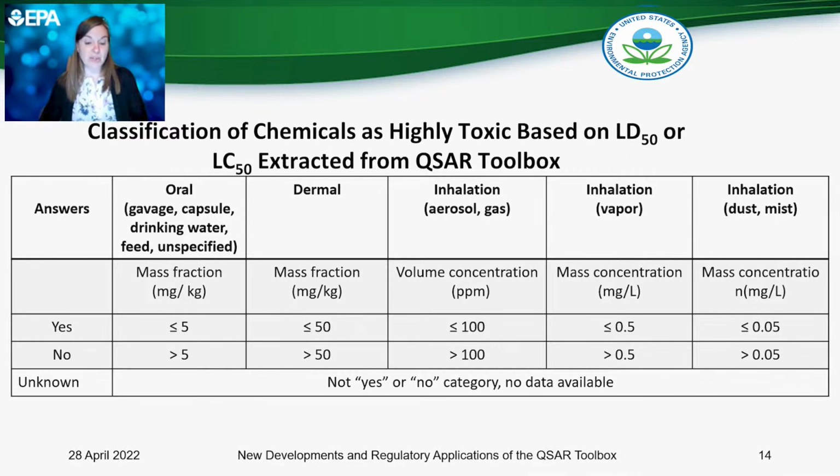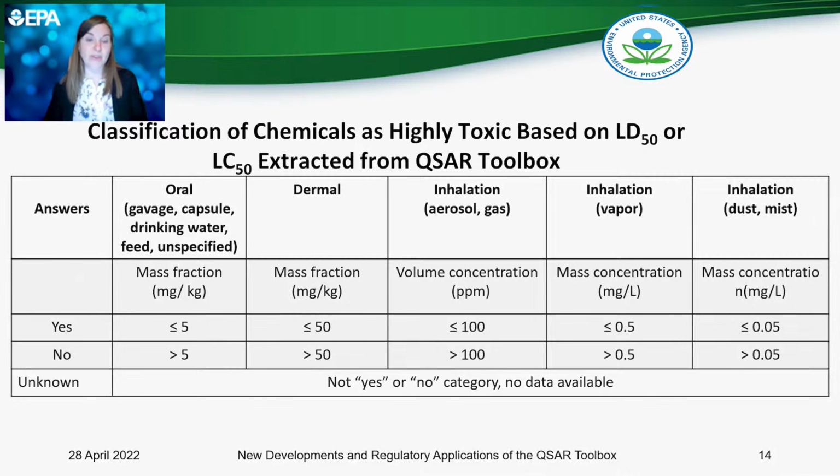We have decided to use the designation of highly toxic based upon the system that's used by the Globally Harmonized System of Classification and Labeling, the GHS. The GHS has 5 categories for classifying acute toxicity. 1 is most toxic, 5 is least toxic. We set our highly toxic as category 1 based on ranges of LD50 or LC50 values.